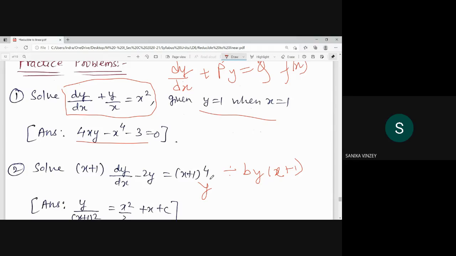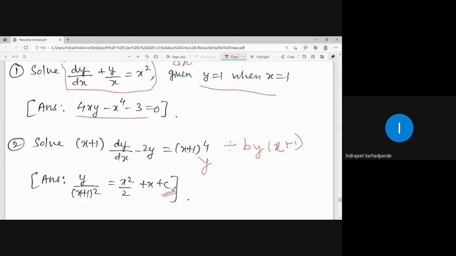Is any condition given? No. So the answer will contain an arbitrary constant, right? Yes, sir. So kindly note down the answer also for your reference. When you attempt those examples, it will be more clear. Is it okay? Yes, sir.